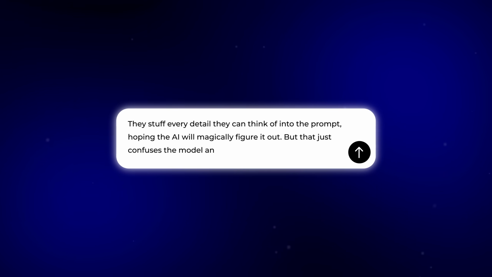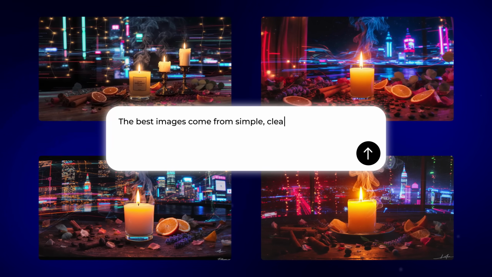Mistake number 2, overcomplicated prompts. Most people think they need to write essays to get good outputs. They stuff every detail they can think of into the prompt, hoping the AI will magically figure it out. But that just confuses the model and gives you messy results. The truth is, the best images come from simple, clear prompts.